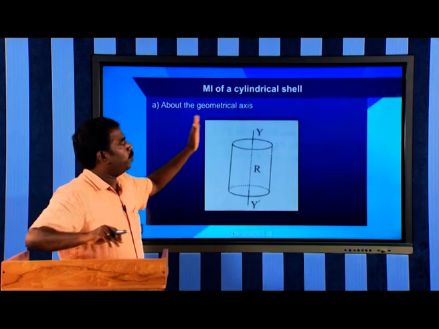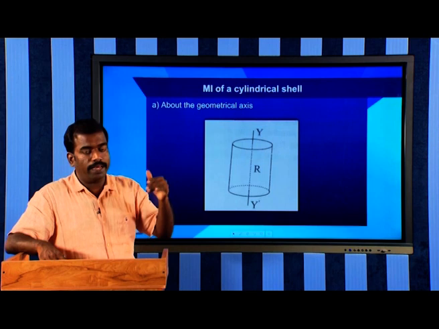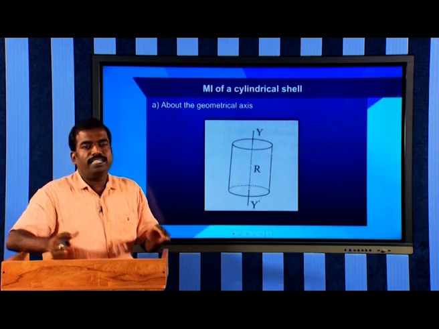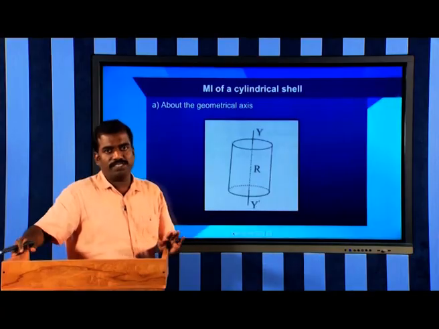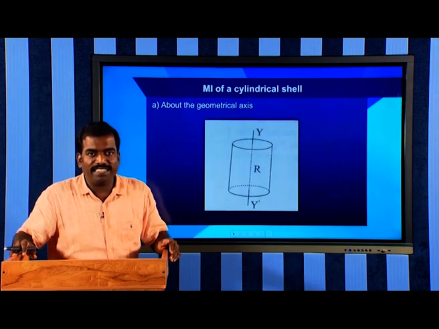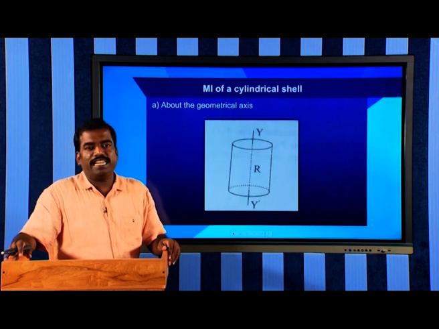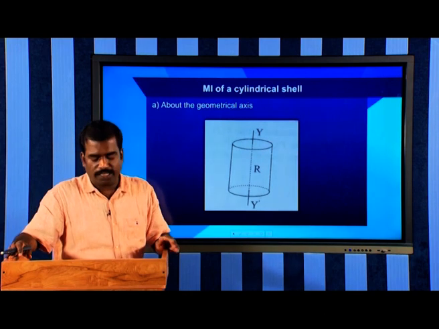Here also we are using the same steps as in the previous case. First, we need to find the moment of inertia of this cylindrical shell about its geometrical axis, about its own axis. In the previous case we considered the cylinder to be made up of a large number of discs. Here we consider the cylindrical shell to be made up of a large number of rings. That is the difference.